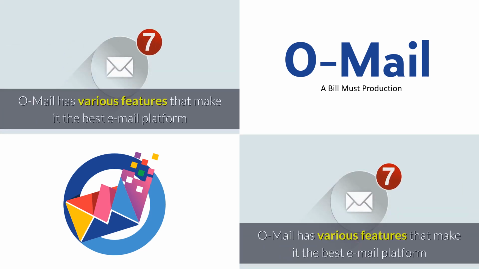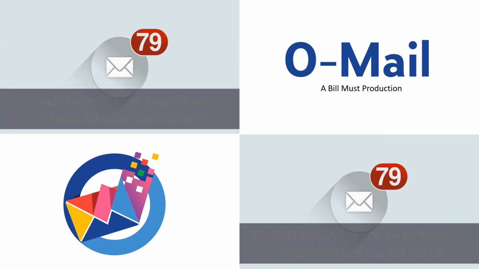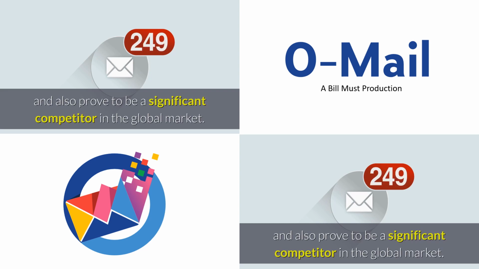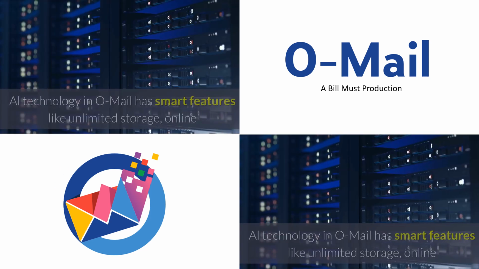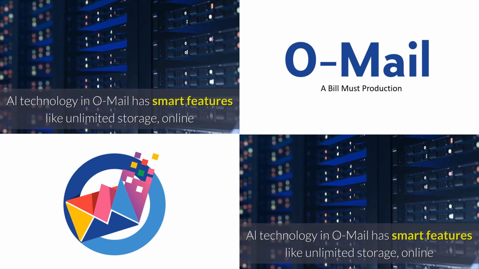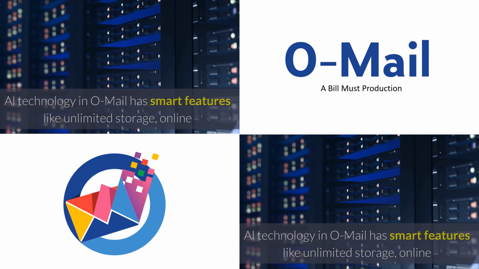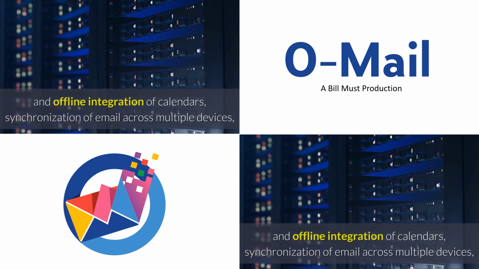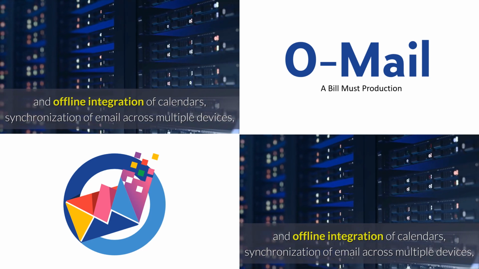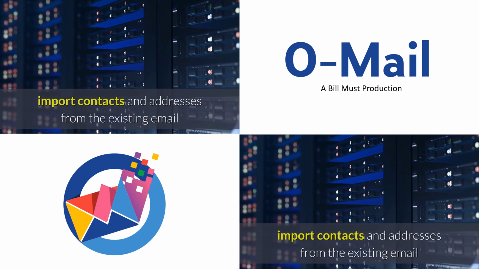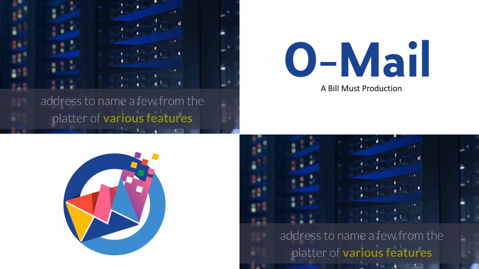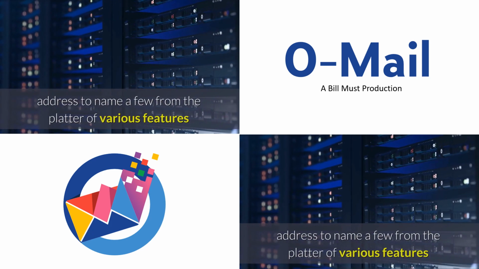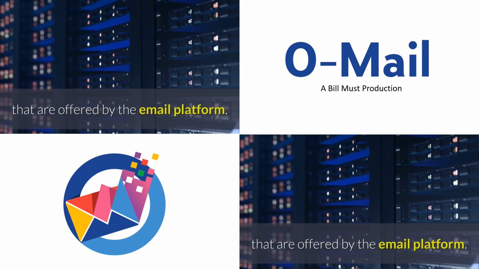Mail has various features that make it the best email platform and also proved to be a significant competitor in the global market. Technology in Mail has smart features like unlimited storage, online and offline integration of calendars, synchronization of email across multiple devices, import contacts and addresses from the existing email address, to name a few from the platter of various features that are offered by the email platform.